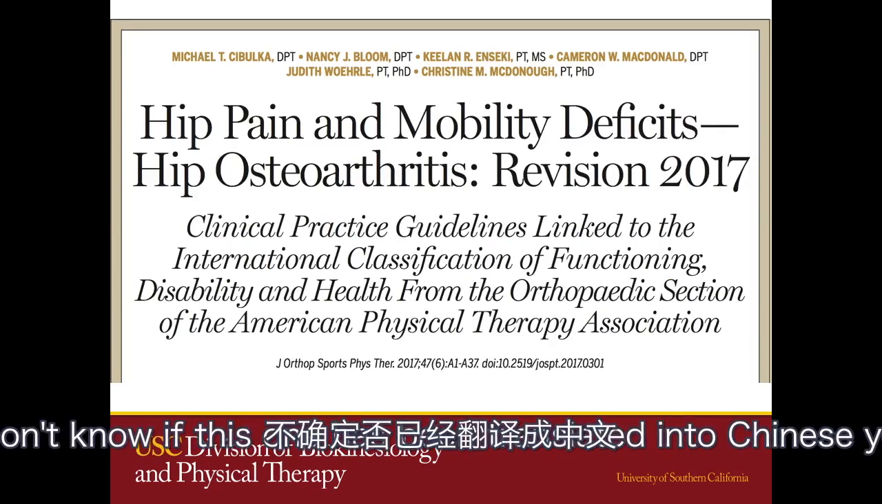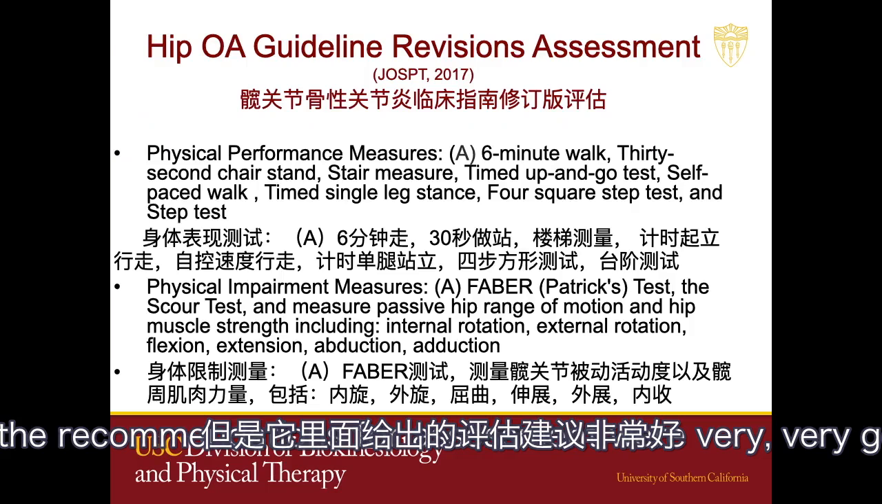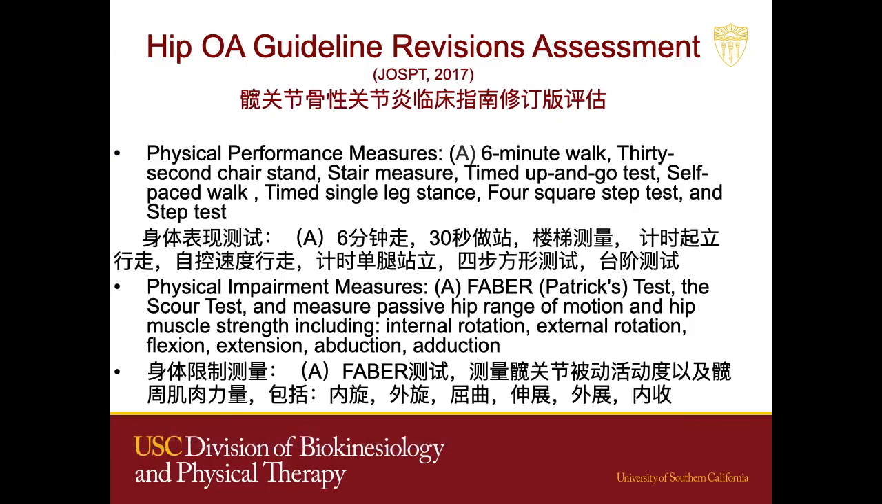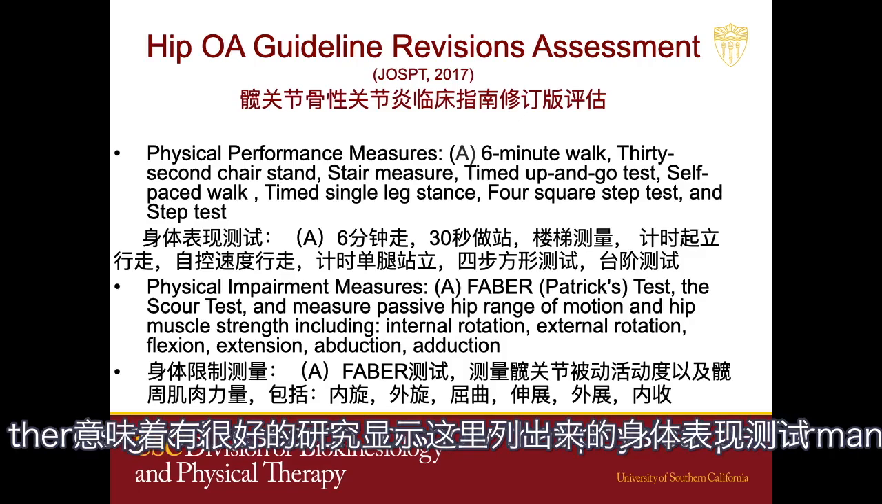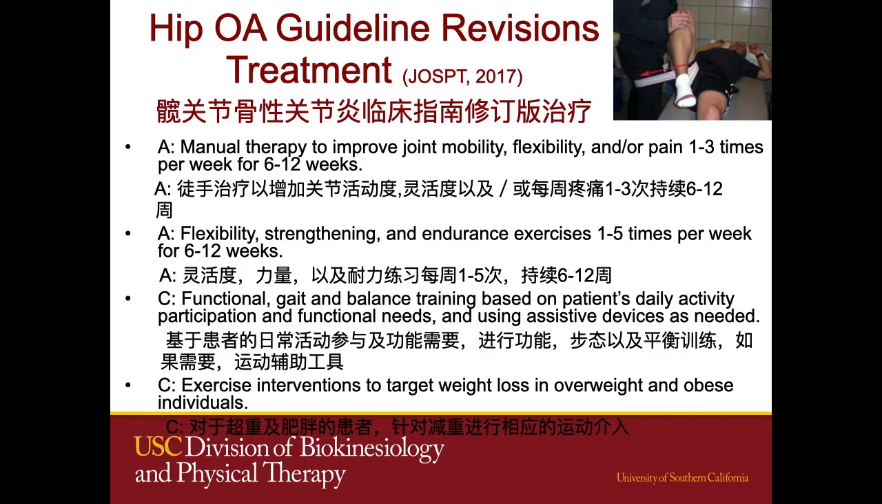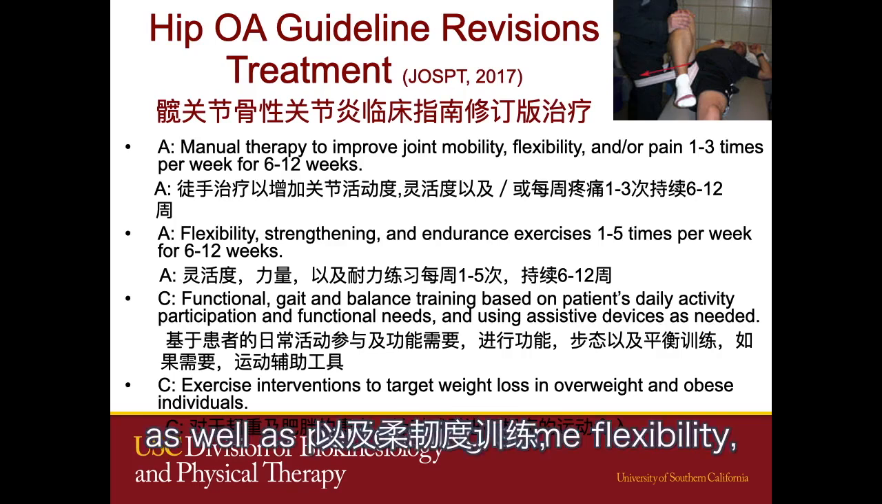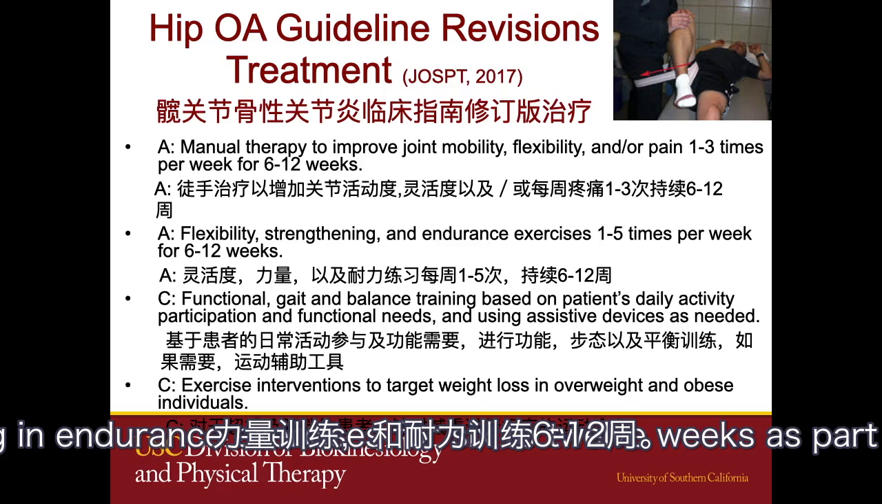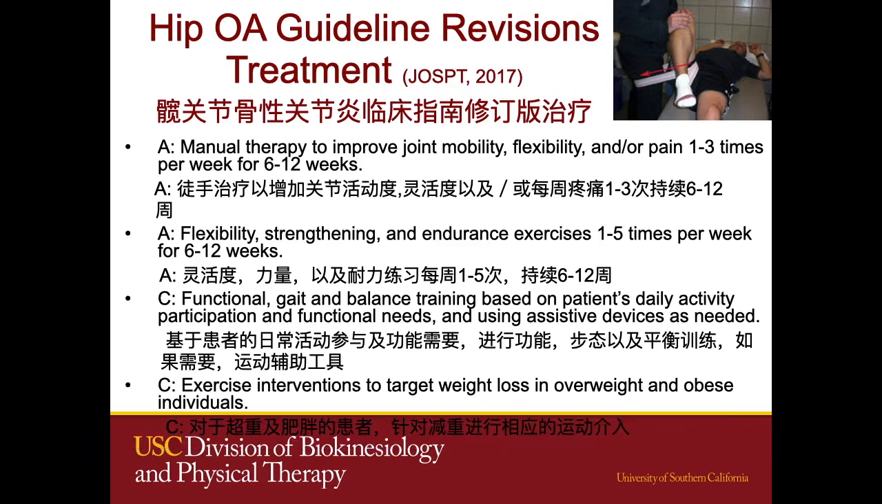I don't know if this one has been translated into Chinese yet, but the recommendations for assessment were very, very good. You'll see they were level A recommendations, meaning that there's good research to show that physical performance measures as well as physical impairment measures listed here can be very helpful in tracking our patients. And then the treatment recommendations, also level A, related to performing manual therapy for 6 to 12 weeks, as well as performing flexibility, strengthening, and endurance exercises for 6 to 12 weeks as part of treatment.